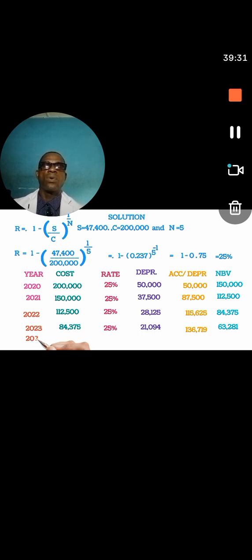And the depreciation rate remained the same, which is 25%, which is 0.25 times 84,375, will give you 21,094. And the accumulated depreciation will give you 136,719, and then the net book value. Now we begin the beginning value of 2024, 1, 2, 3, 4, 5, which is the fifth year, which is 63,281.